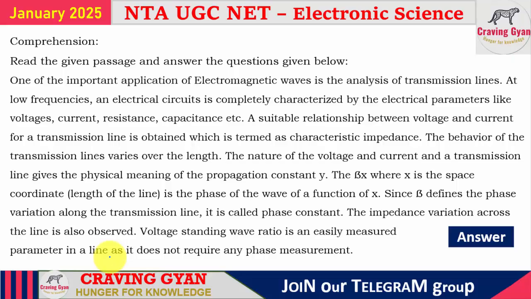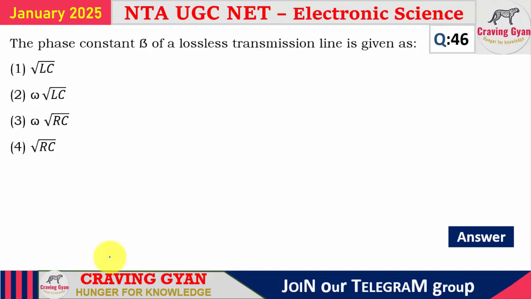Next question, you see, they have given a passage. So based on the passage, we have to solve some of the questions. You pause the video and try to go through this passage. The phase constant beta of a lossless transmission line is given as beta equals omega times root of LC. Already I have discussed this in the EMTL video. If you have not watched that video, the link again I am going to give in the description, or else you can click on the I button.